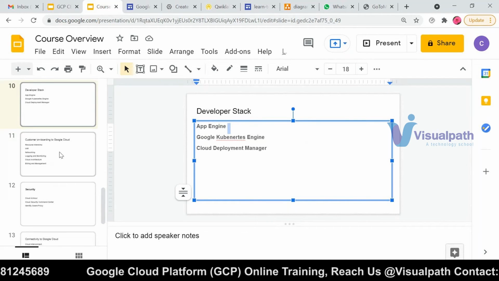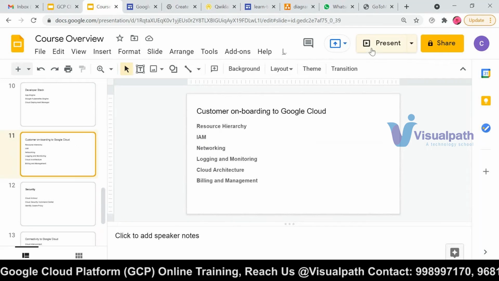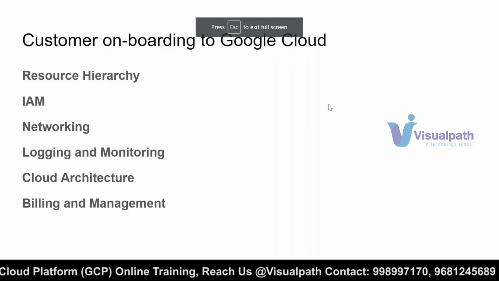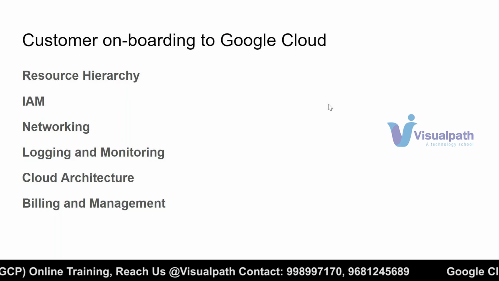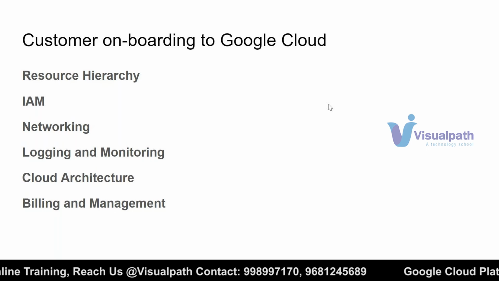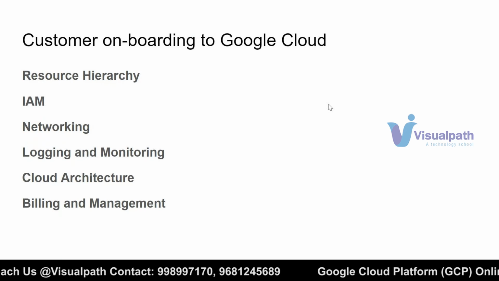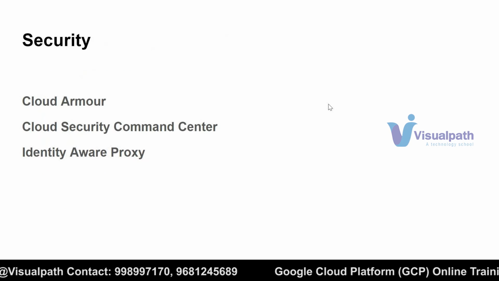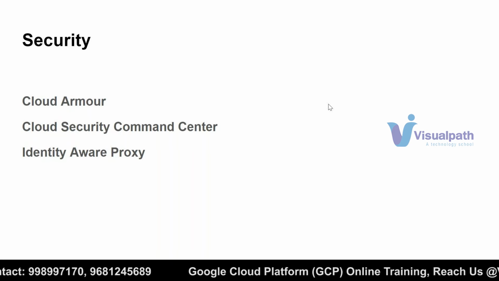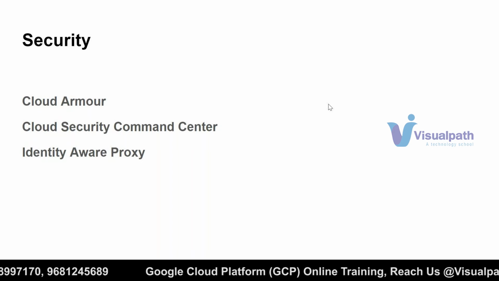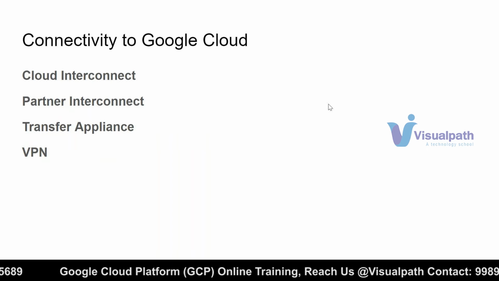The next is something I added from my project experiences over all these years. We'll be checking how the customer will be onboarding to Google Cloud: how the customer organization is defined, how IAM is defined, networking, logging and monitoring, cloud architecture, billing and engagement, and all. And next is security, how Google Cloud is handling security. So Cloud Armor, Cloud Security, Identity-Aware Proxy. These are the security services in Google Cloud. We'll be seeing each of these, and how the connectivity to Google Cloud is happening.